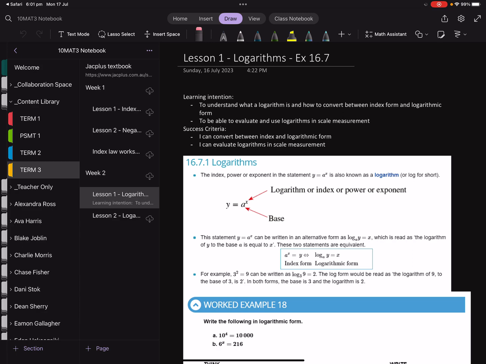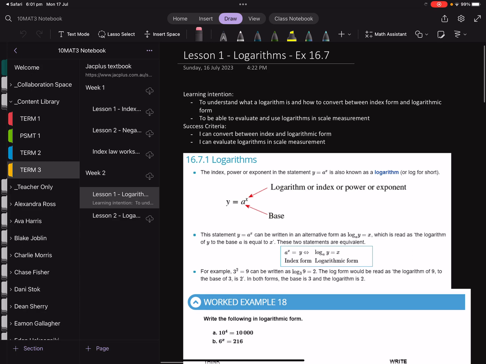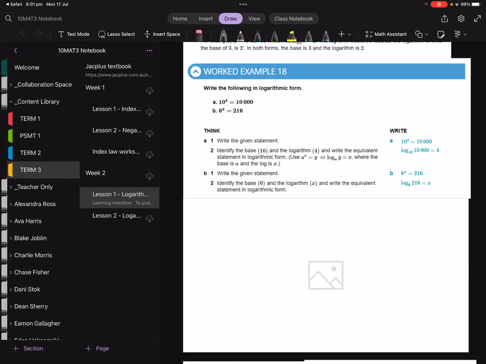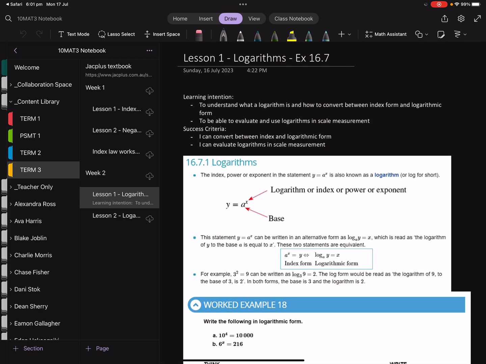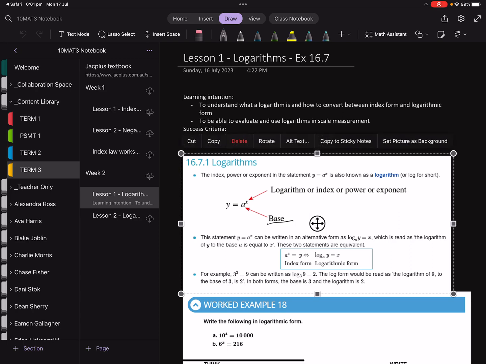All right, awesome. Okay, let's have a look here. Logarithms. How fun. Let's go back up. Sorry. So, logarithms. An index, power, or exponent in a statement y equals a to the power of x is also known as a logarithm, or log for short. As we can see here, the index or power or exponent is our little power symbol up here. And we know our base is our value here, right?